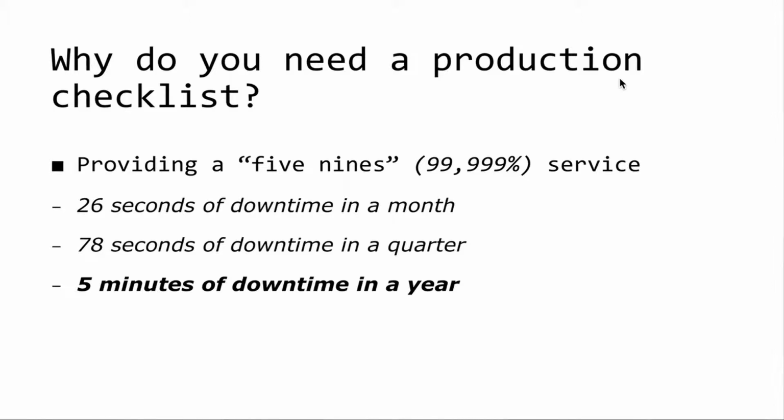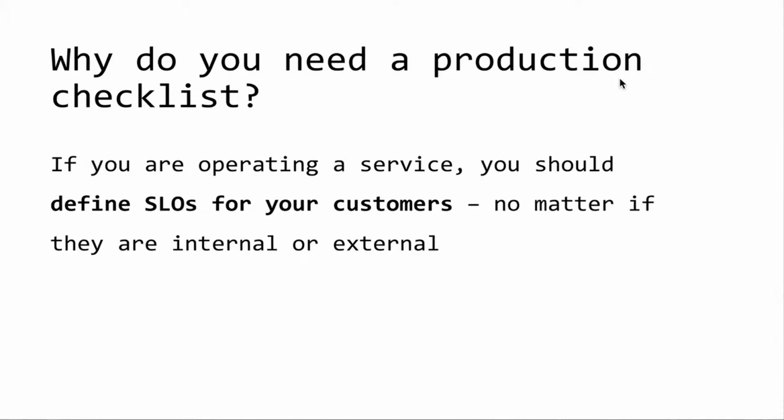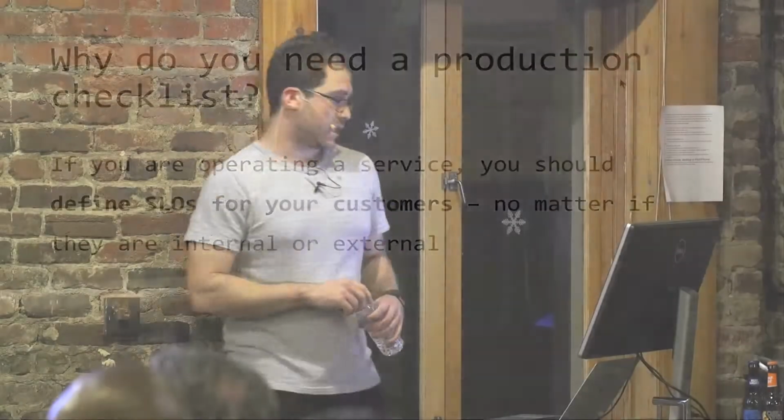The things that I've just quickly talked about are usually called service level agreements, which consist of service level objectives, like what kind of response time you'd like to provide for your customers, and also penalties if you don't meet them. No matter if you're building a service internally or for your customers, if you're running Node.js applications in production, or any kind of applications in production, you have customers. So you should really be prepared to come up with some service level objectives for them.